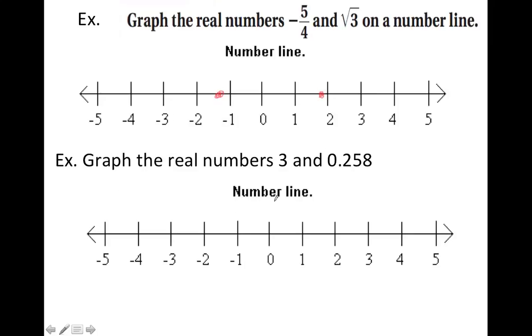So looking at the next example, we don't have to put them in our calculator. We have the number 3, so that one's easy. Don't have to estimate where that goes. And then we have 0.258. So that's less than 1, but greater than 0, so we'll plot it closer to 0. And again, just approximate is fine.